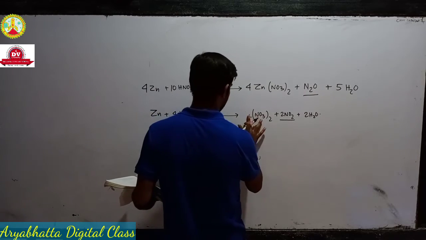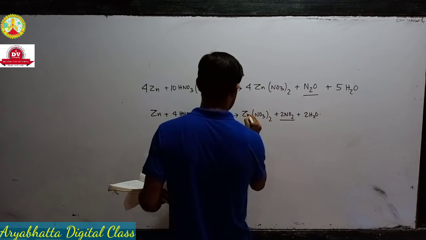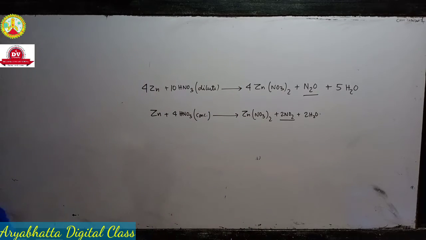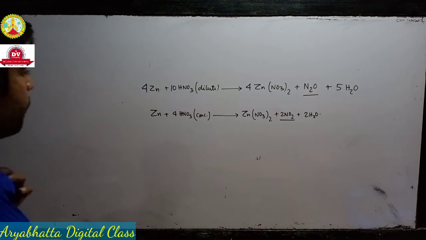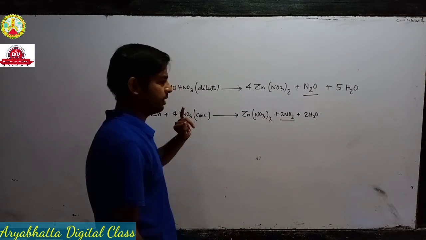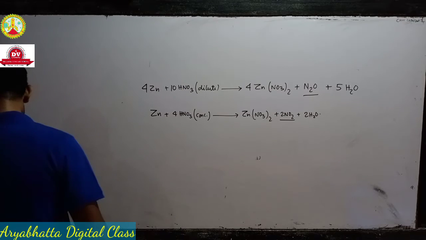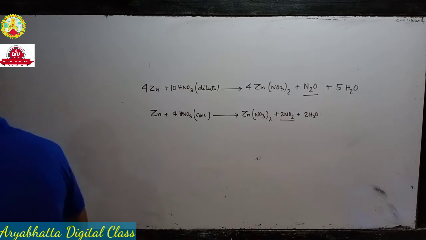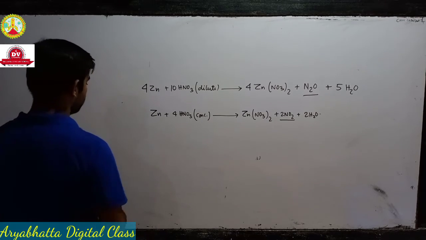And with the concentrated acid, there is no difference in the reaction. You will get the same product, just copper will change to zinc. So it's exactly the same reaction with concentrated acid. The difference is with dilute acid. With dilute acid, copper forms NO and zinc forms N2O. So you have to remember just this thing.